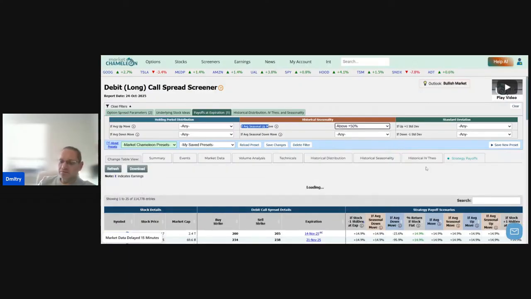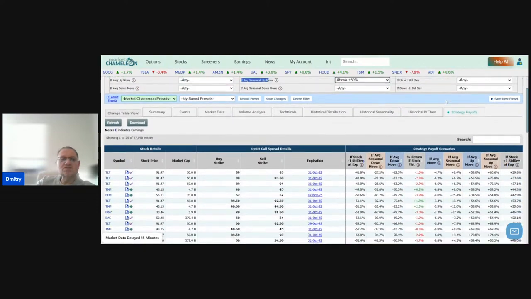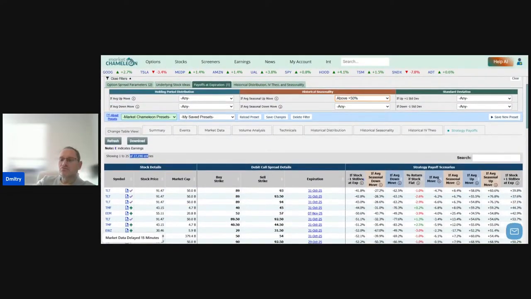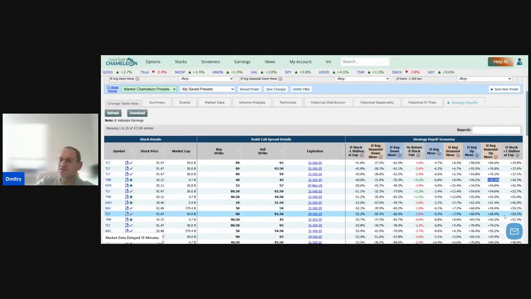So by doing that, now we're going to filter out potential spreads. So we've got 27,000 where, if TLT does its average seasonal move, right? This is the average seasonal move up. This is 60%, 76, 76. So you can see these are now above 50.